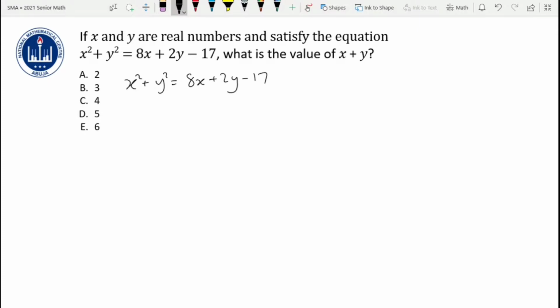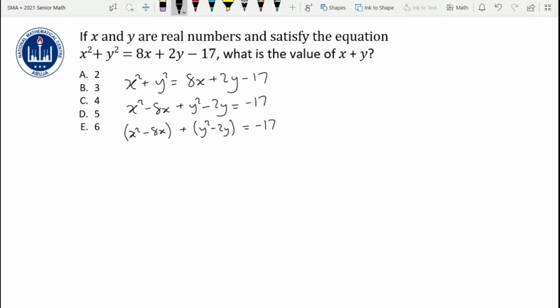And we're going to move all the terms that have x and y to the left hand side, and that will give us x squared minus 8x plus y squared minus 2y equals minus 17. So we'll just write down the terms in x and y separately in different brackets, and we'll have x squared minus 8x in one bracket and y squared minus 2y in the other one. And we have this is equal to minus 17.